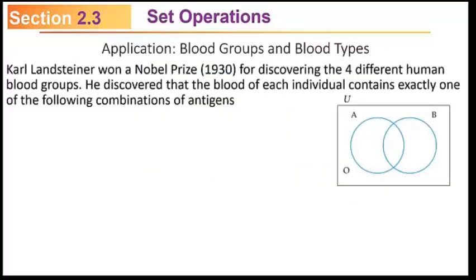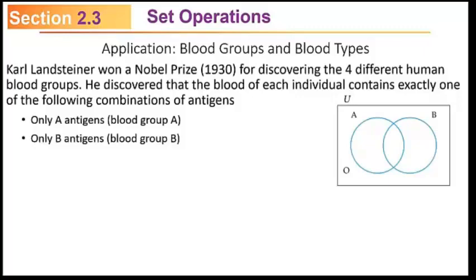Here's a really important application of Venn diagrams. It has to do with blood groups and blood types. Karl Landsteiner won a Nobel Prize in 1930 for discovering the 4 different human blood groups. He discovered that the blood of each individual contains exactly one of the following combinations of antigens. If you have only A antigens, you're called blood group A. Venn diagram-wise, that would be shading the part of circle A that doesn't overlap into circle B.